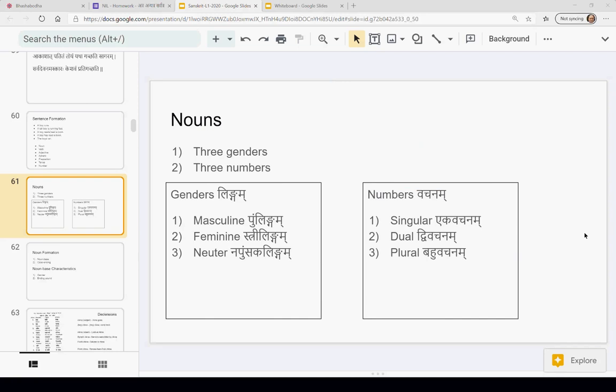Now similarly, how many numbers are there? Three. In Sanskritam language, there are three numbers, or vachanam, which is the Sanskritam word for number. So there are three vachanam. One is singular, ekavachanam, where there is only one object. To refer to that one object, we use the ekavachanam form of the word, like parvataha, and only one deepa, one lamp, so we use deepaha.